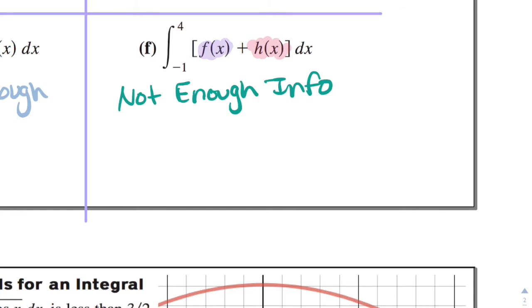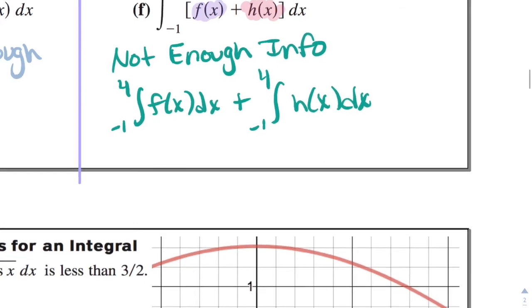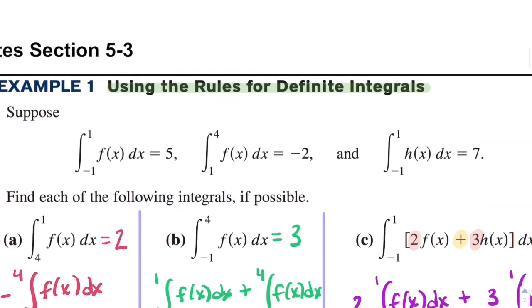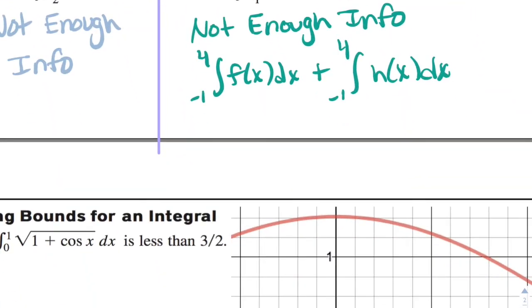Let me show you the most legal stuff we can do with this. We are going to break the integral from -1 to 4 of f(x) dx, and we'll add to that the integral from -1 to 4 of h(x) dx. Now, I don't see any of that up there, so let's break it down further so that it matches some of the information we were given.